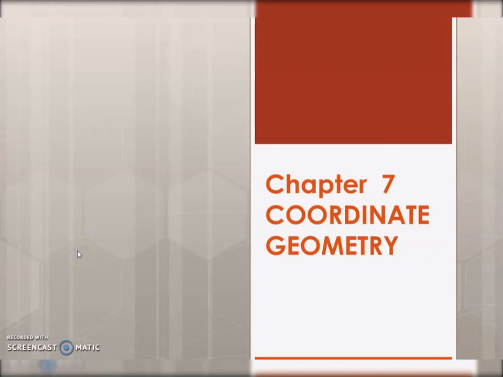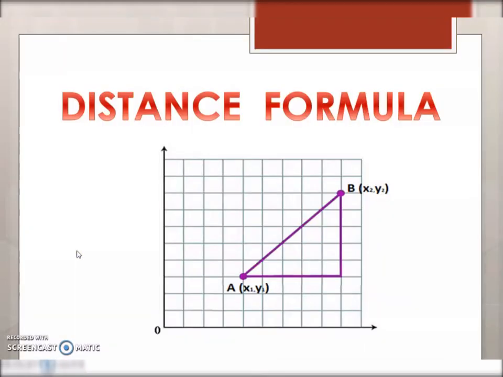7th chapter, that is coordinate geometry. We will start now. Now the basic things that we will be doing in coordinate geometry: the first one is distance formula and the second is section formula. So distance formula is basically to find the distance between 2 points on a coordinate plane.